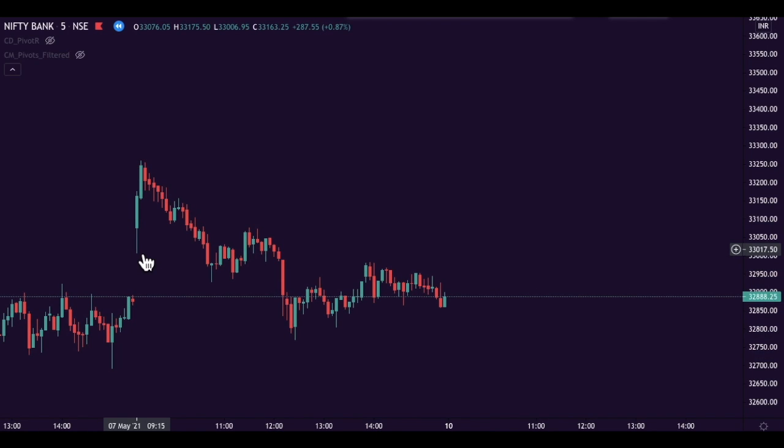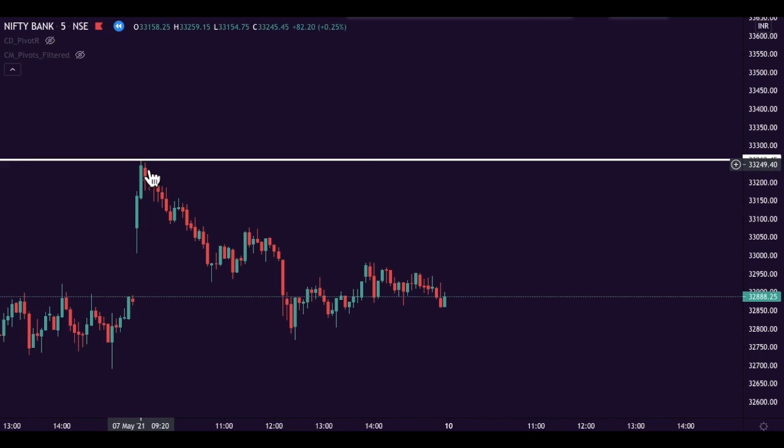Now if you look at this chart, the market opened here, right? And then it went up. From this level, the market went down. Throughout the day, it was in a downtrend. Since this candle was the highest point of the day, we will mark that level. We will draw a line here. So this becomes our previous day high.